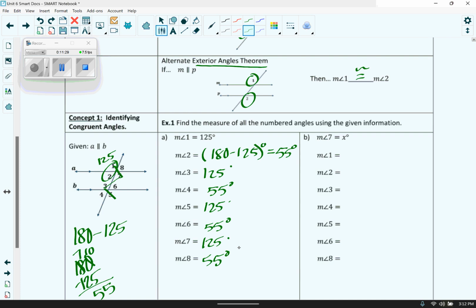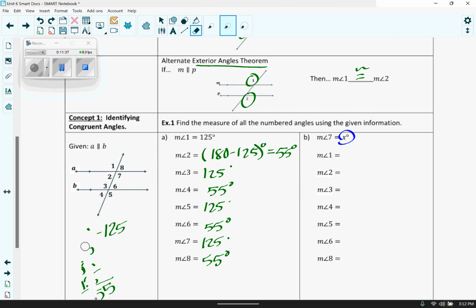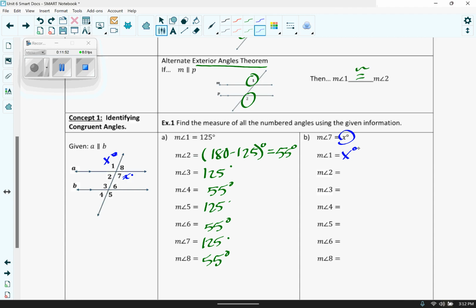We're going to use that same concept as we go over here to when I say that 7 is x. So let's erase. All right, so now starting out, I'm going to say that angle 7 is x. Well, if angle 7 is x degrees, angle 1 is also x degrees. And so is angle 3. And if 3 is x degrees, then 5 is also x degrees.